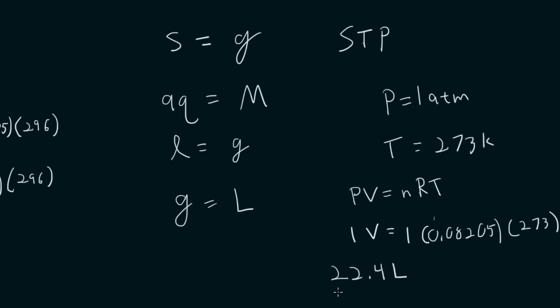22.4 liters per mole. So now when we do stoichiometry, we have a way to report all of our different states. So going forward, whenever you're reporting the gas in stoichiometry, you're going to use standard temperature and pressure and use the 22.4 liters per mole. Okay?